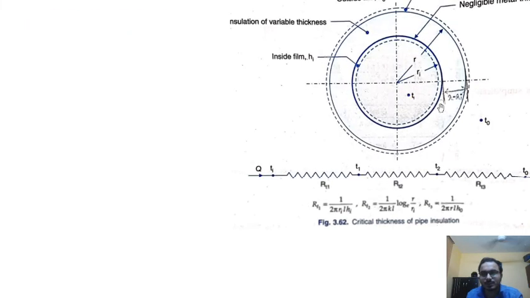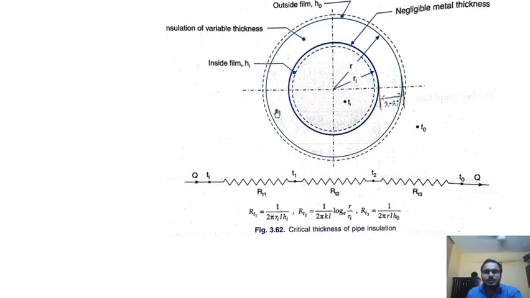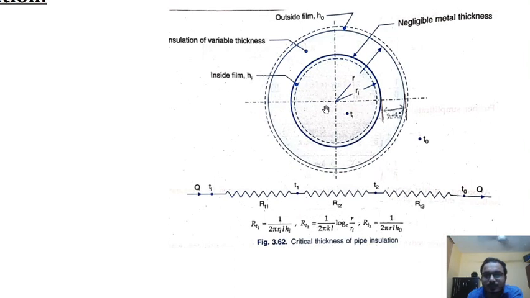Now our next topic is critical thickness of insulation. Let us focus on this diagram first. Here this is the inner radius Ri, and here we are not fixing the outer radius as Ro, we are keeping it variable. The inner temperature is Ti and outer temperature is To. The radial thickness is R minus Ri. The inside film coefficient is Hi and the outer film coefficient is Ho. And this is nothing but insulation.